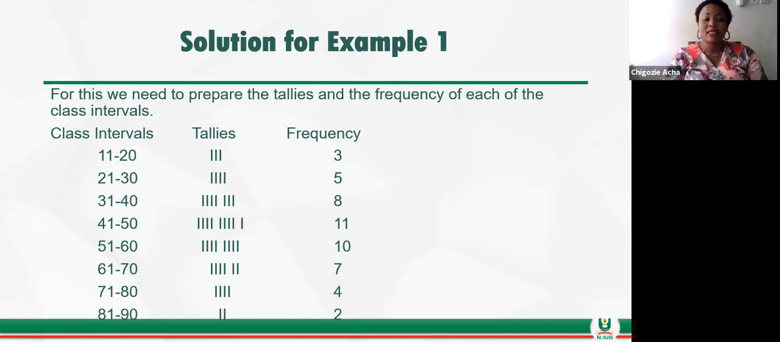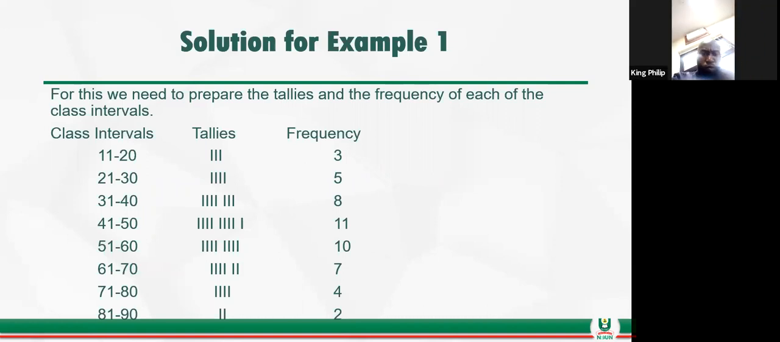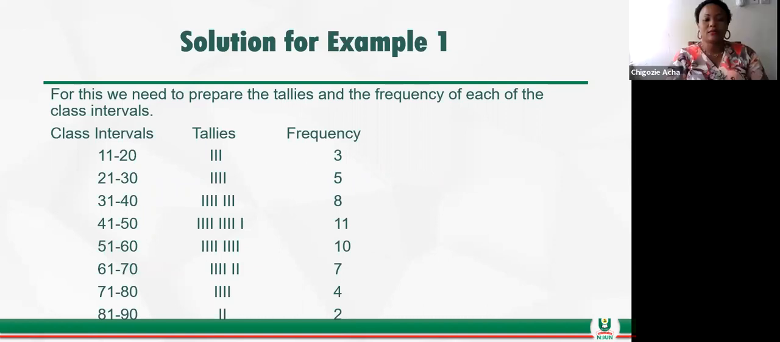looking at the second one, we just selected 5. Is the tallies okay? No, ma'am. What's wrong with the tallies? The tally is showing 4. Okay. The next one that is 31 to 40. Is there anything wrong with the tallies that we have?